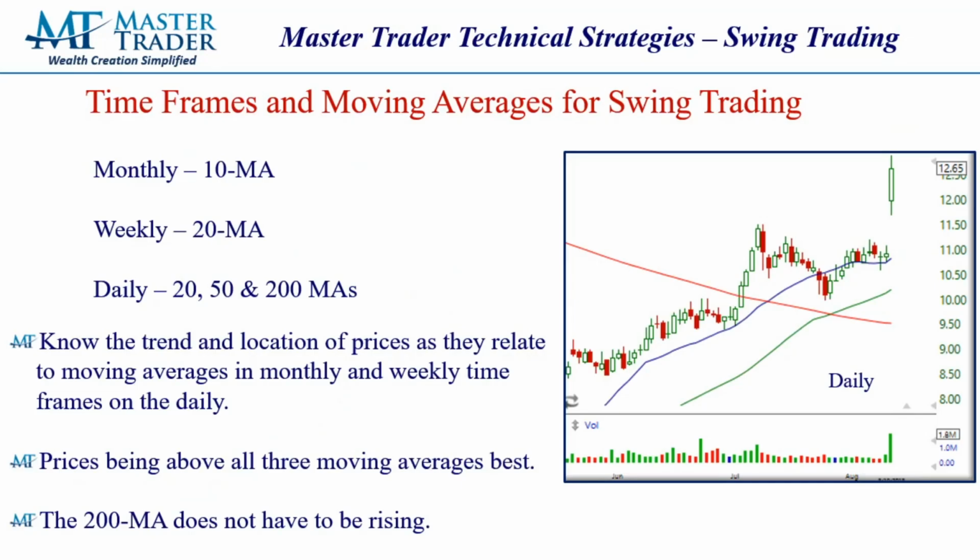A little more review of our multiple time frames and looking at the daily time frame. Monthly 10 MA, same as the 200. Weekly 20 MA would be the same as a 100. We don't have that on the chart, but we know where the location of that 100 would be by looking at the weekly time frame. And on our daily, we've got a 20, a 50, and a 200.